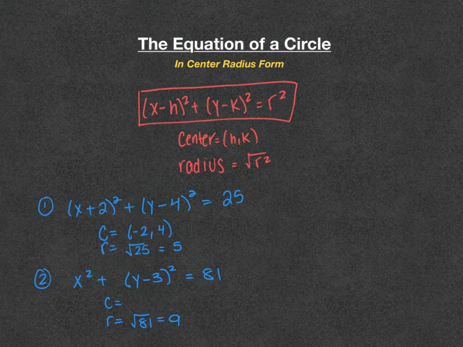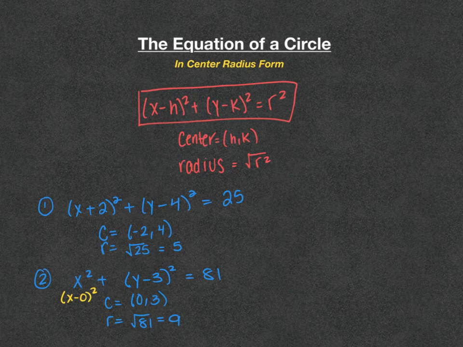But my center now is, what's this? Well, I think we could write this as (x minus 0) squared. If we do that, we can clearly see that our center value for the x is going to be 0. And then the y value will just be the negation of this negative 3, which makes positive 3. So I have a center and I have a radius.